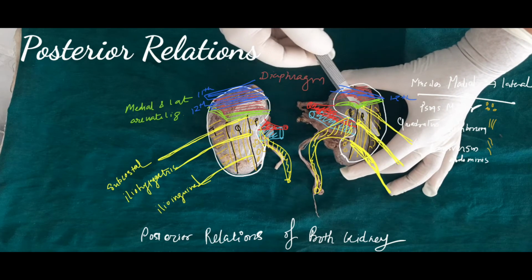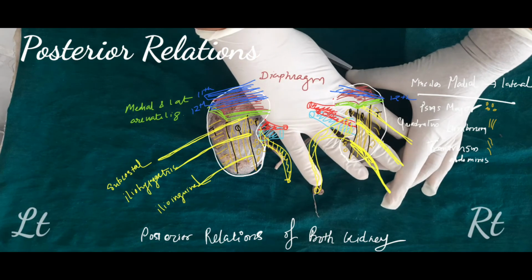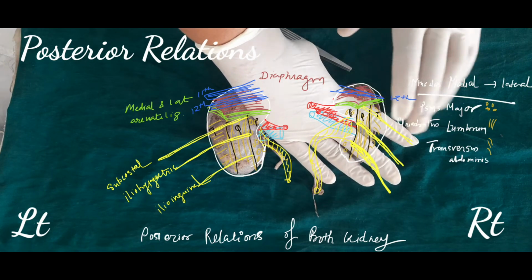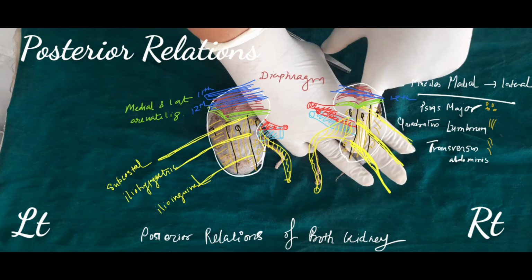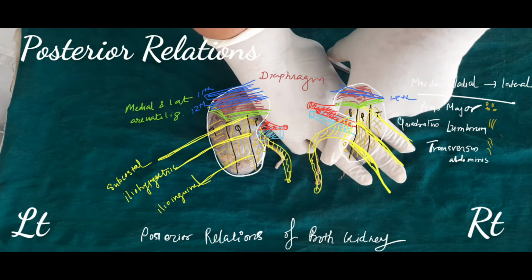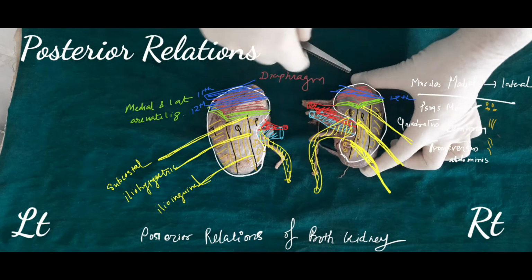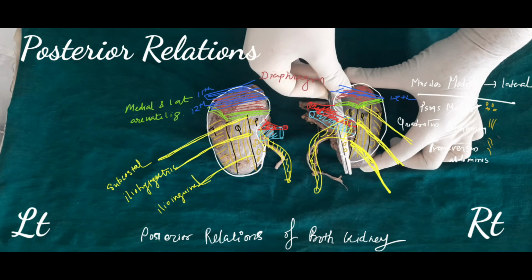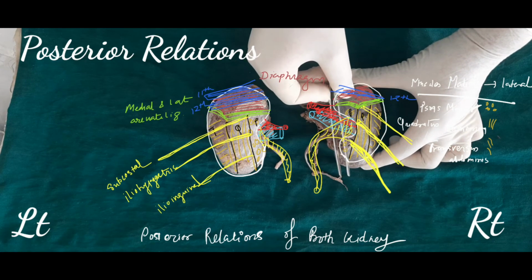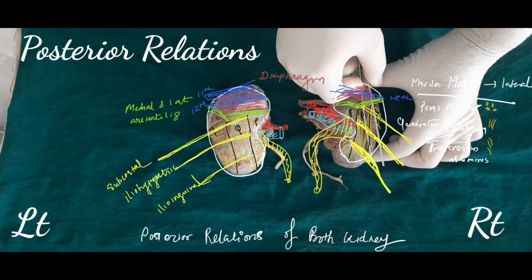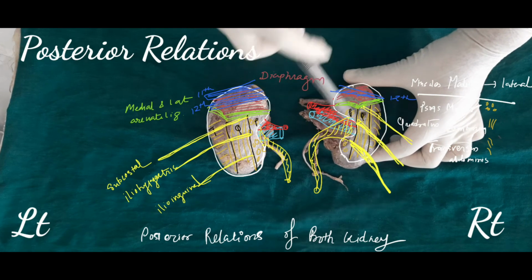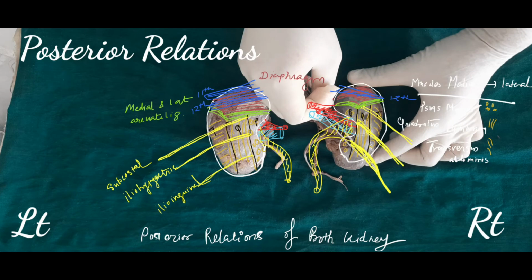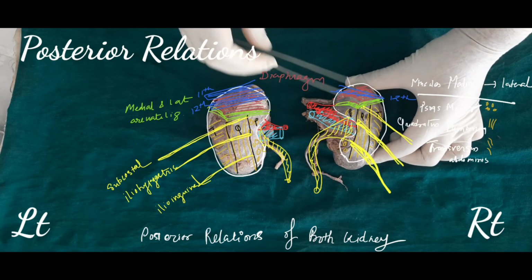And anterior to it, it is related with three nerves like this, medial to lateral. Upper first of all, this one is the subcostal, then iliohypogastric, and then ilioinguinal. So the posterior relations are the same: diaphragm, medial and lateral arcuate ligament, then three muscles, psoas major, quadratus lumborum and transversus abdominis, and three nerves: subcostal, then iliohypogastric and ilioinguinal nerves.